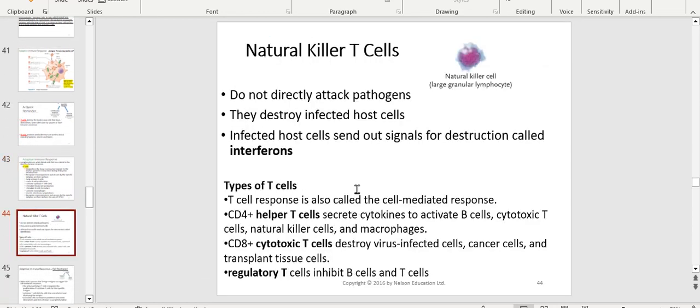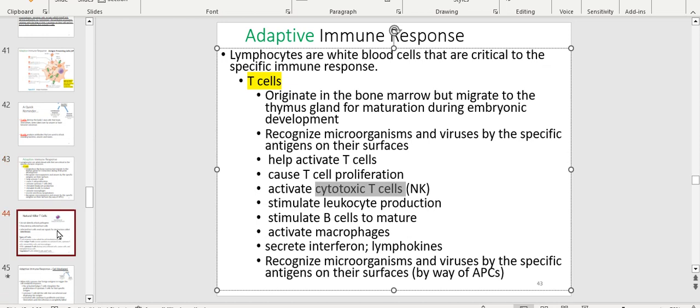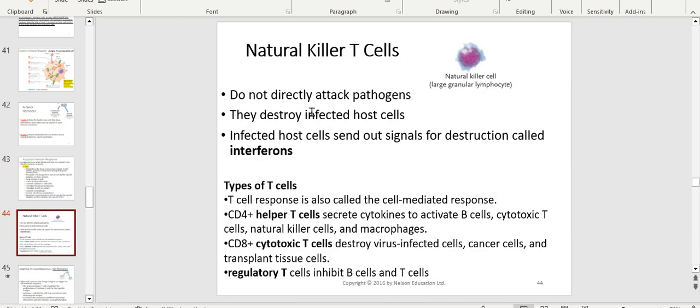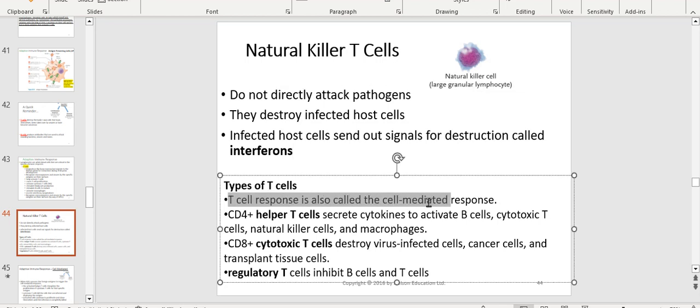Okay, natural killers, also called cytotoxic T cells, do not directly attack pathogens. They destroy infected host cells. Remember, they're T cells. They don't really go after bacteria. They kill our cells that have been infected. Infected host cells send out signals for destruction called interferons. The T cell response is also the cell-mediated response.